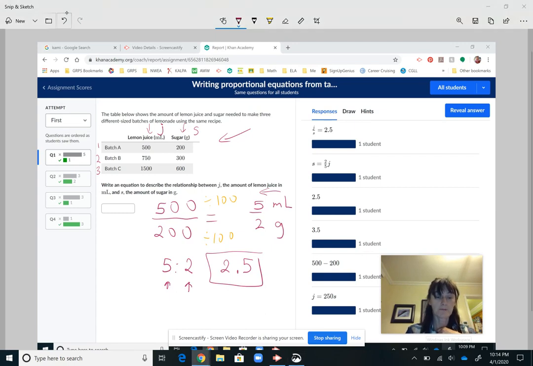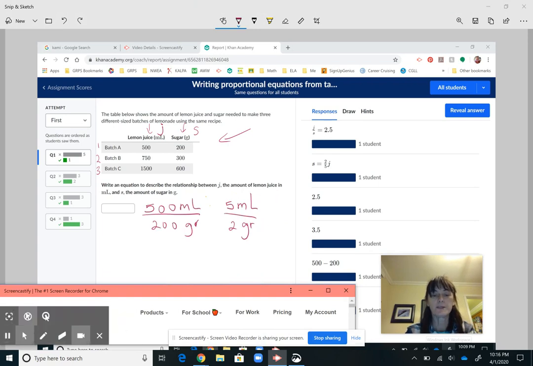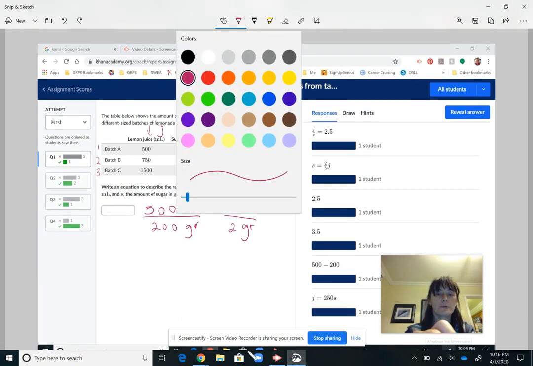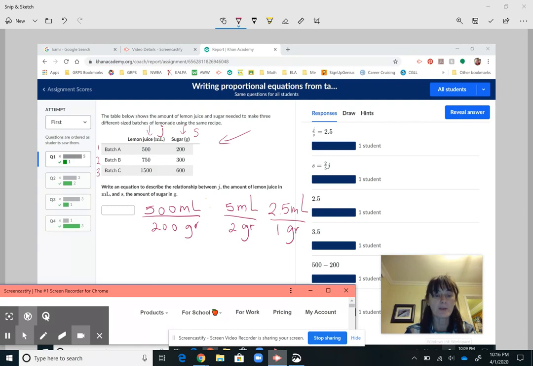Okay, let me see what I need here. I want to rewrite this so it looks a little bit more organized. So I still have 500 milliliters to 200 grams, or 5 milliliters to 2 grams. And I can have 2.5, where's that purple? 2.5 milliliters per 1 gram. That's what we decided when we divided 5 by 2: we get that we need 2.5 milliliters, and that's going to take only 1 gram of sugar.